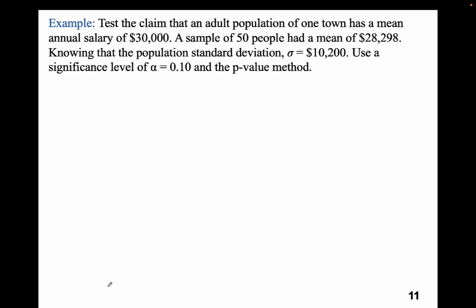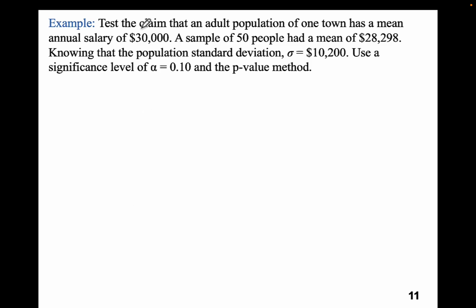All right, another example. Test the claim that an adult population of one town has a mean annual salary of $30,000. A sample of 50 people had a mean of 28,298. Knowing that the population standard deviation sigma is 10,200, use a significance level alpha of 0.10 and the p-value method to test our claim.